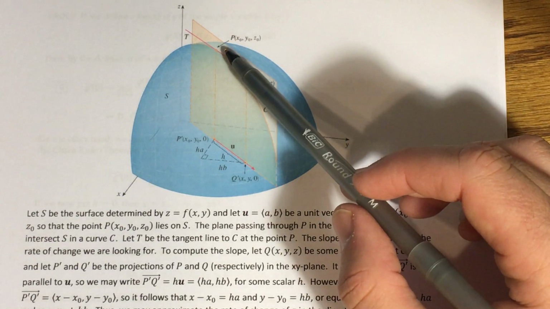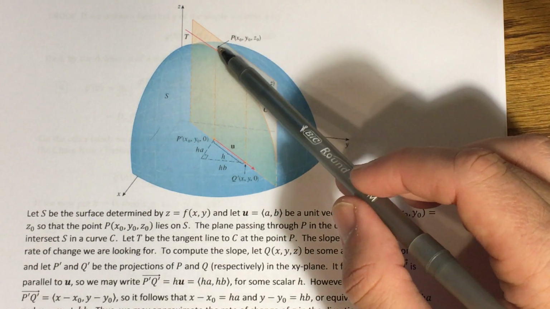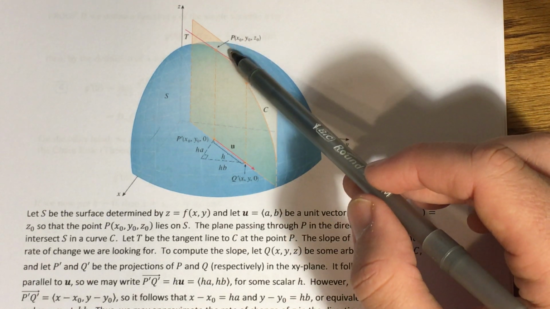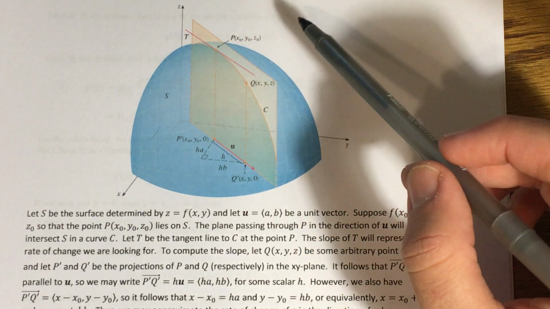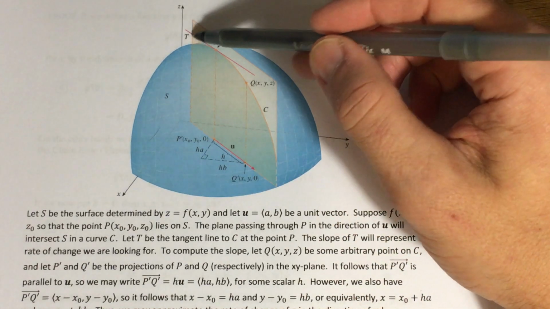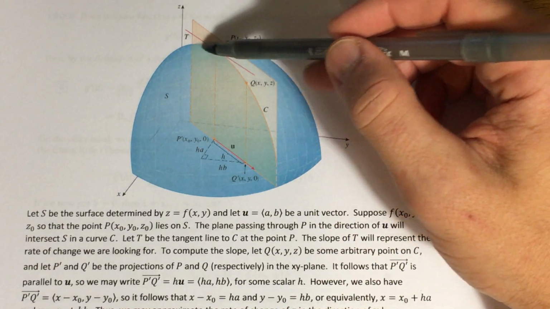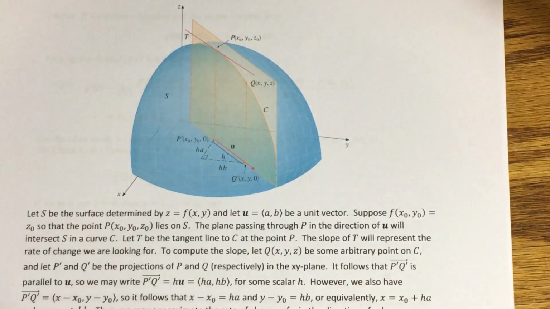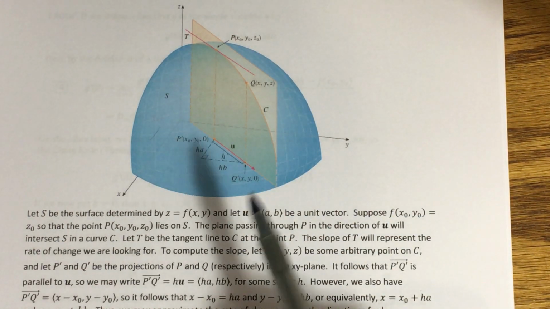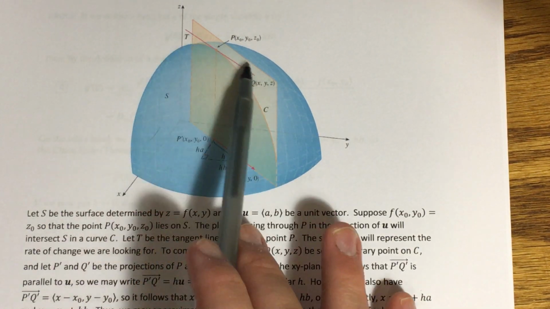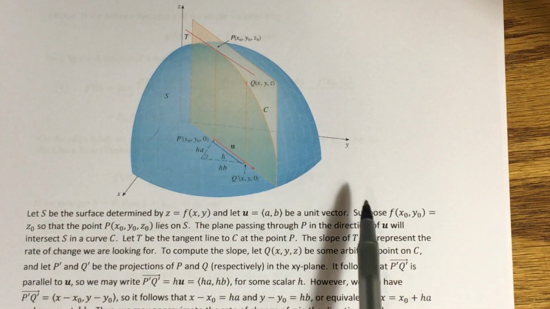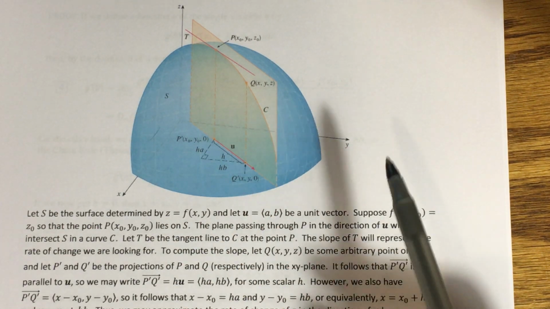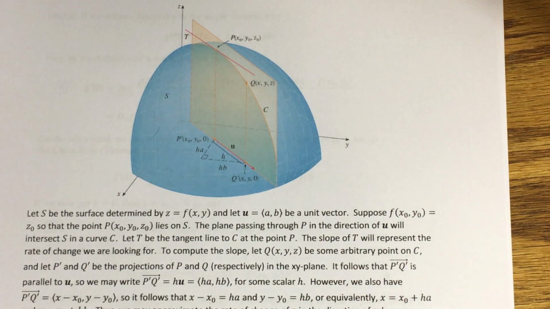The rate of change in Z at this particular point can then be interpreted as the slope of this tangent line to this curve of intersection, similar to how we interpreted slopes using partial derivatives back in 14.3. It's just now we're going in some arbitrary direction. So the goal now is to find the slope of this tangent line in that plane that's slicing through our surface. We're going to do that in a manner similar to how we derive the slope of a tangent line in Calculus 1.